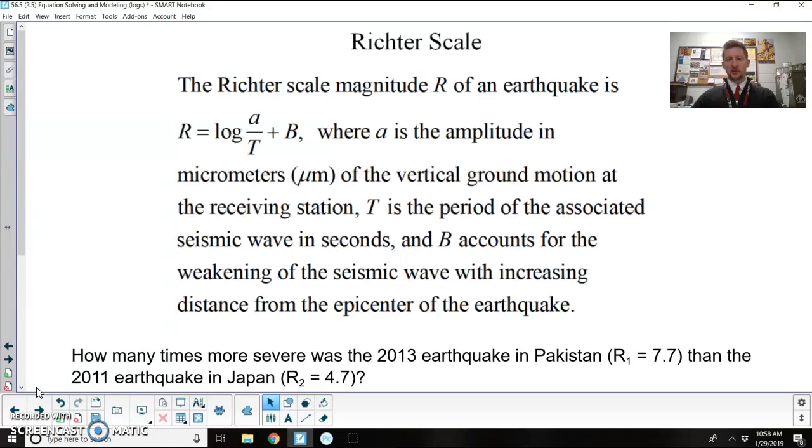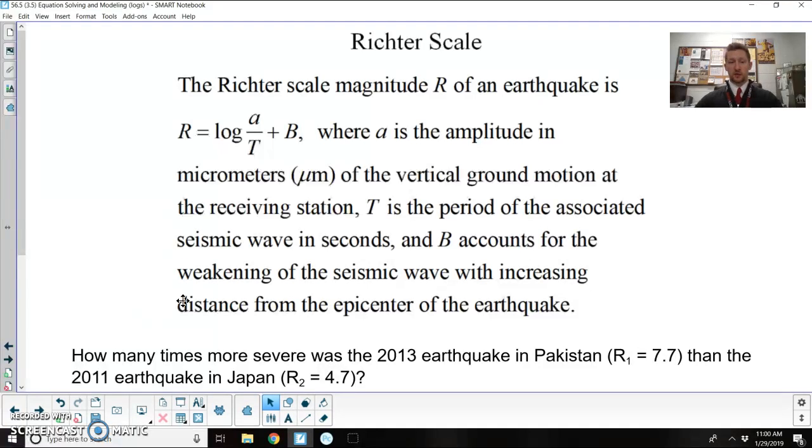Our next application of logarithms is the Richter scale, which you've probably heard of in relation to judging the magnitude of an earthquake. The description from our textbook says the Richter scale magnitude R of an earthquake is R equals the log of A over T plus B. So what we're doing is comparing the amplitude in micrometers of the vertical ground motion at the receiving station to T, which is the period of the associated seismic wave in seconds. And then B accounts for the weakening of the seismic wave with increasing distance from the epicenter of the earthquake.